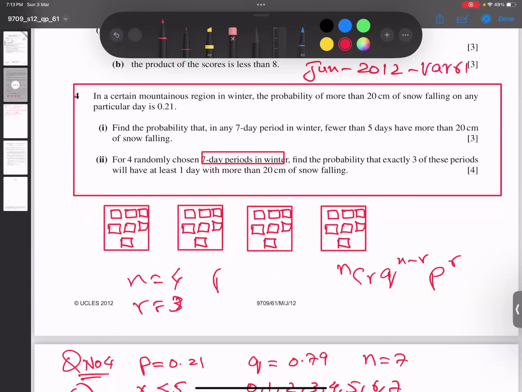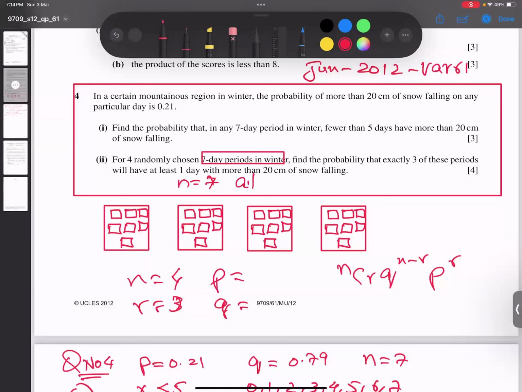But the important part: what is p and what is q? If we get this p and q, the question is over. But he is very clever. He has given us that in a 7-day period, he's saying at least 1 day. Look here: at least 1 day, the snowfall is 20 and more. I repeat, at least 1 day. This is 7, because in a week we have 7 days. So n is 7.